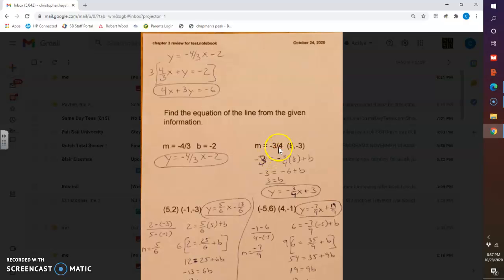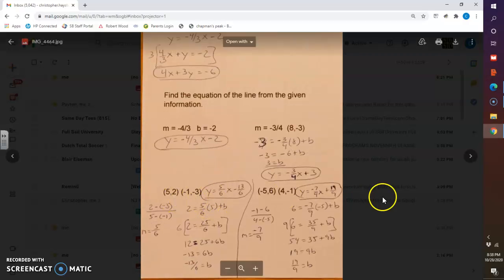In this case here, when I give you the slope and the point, we plug the y coordinate of the point in for y, -3, the slope in for m, -3/4, and the x coordinate in for x, which is 8. And we're always solving for b. -3/4 times 8 is -6. I add 6 to both sides, and my b is 3. When I write my answer, I always put my slope back in. Y equals -3/4 x plus 3.